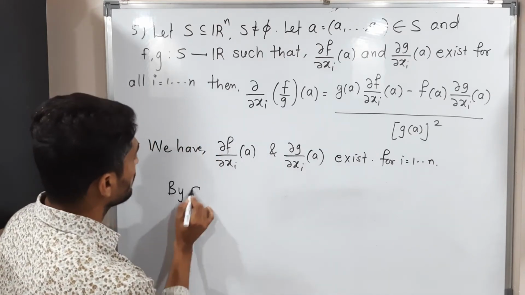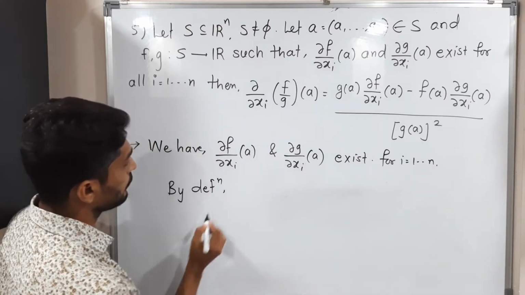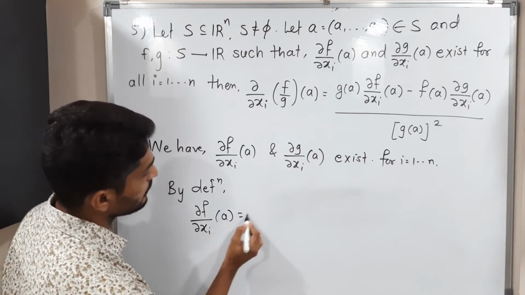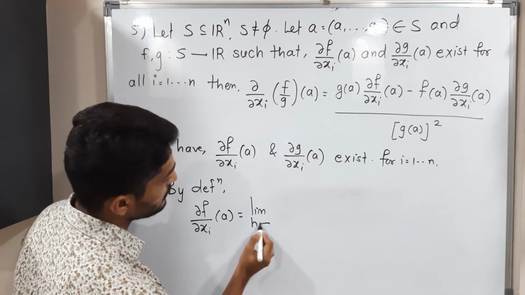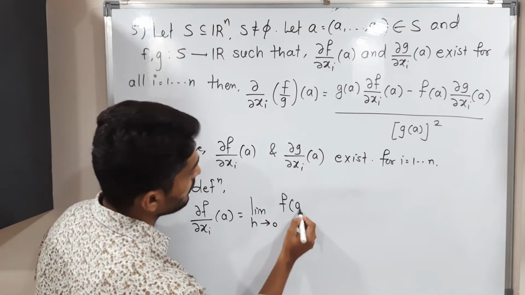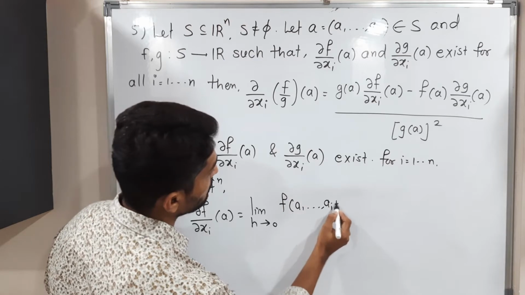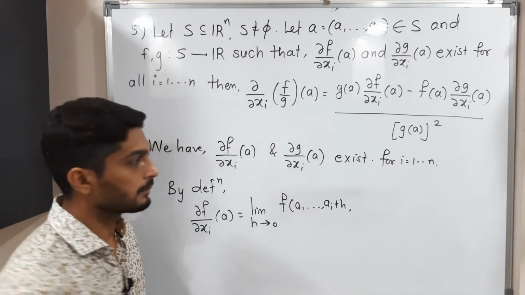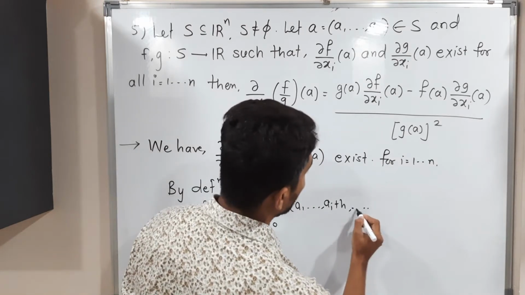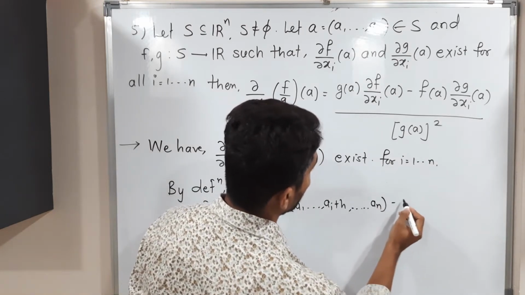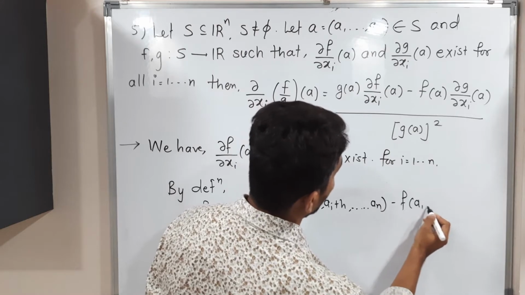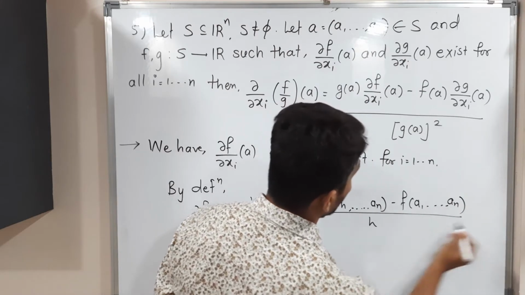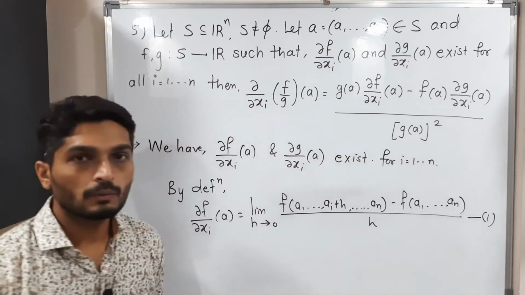By definition of partial derivatives, what can I write here? ∂f/∂xi of a is equal to limit h tends to 0 of [f(a1, a2, and so on, ai plus h, and so on, an) minus f(a1, a2, and so on, an)] divided by h. I am adding h in ai because we are taking the derivative with respect to i. I will call it equation number 1.